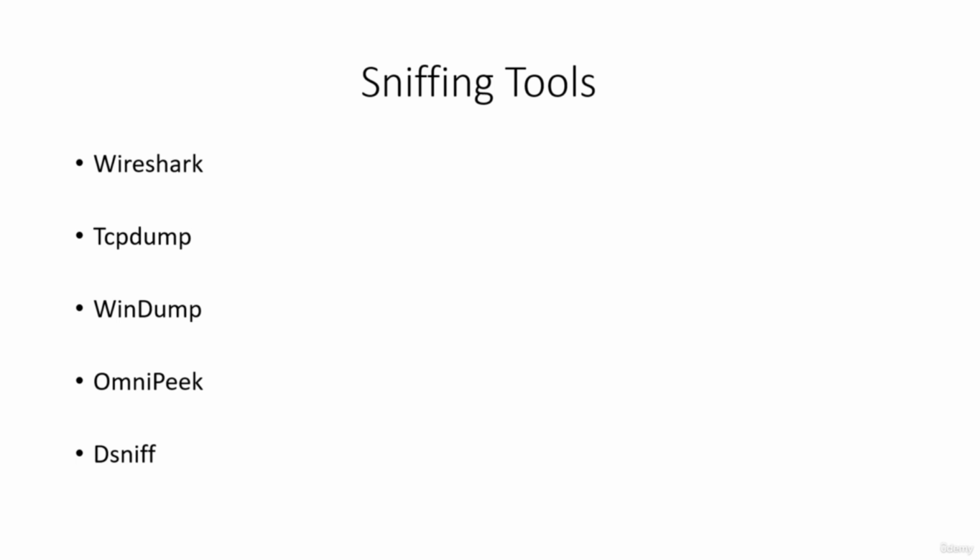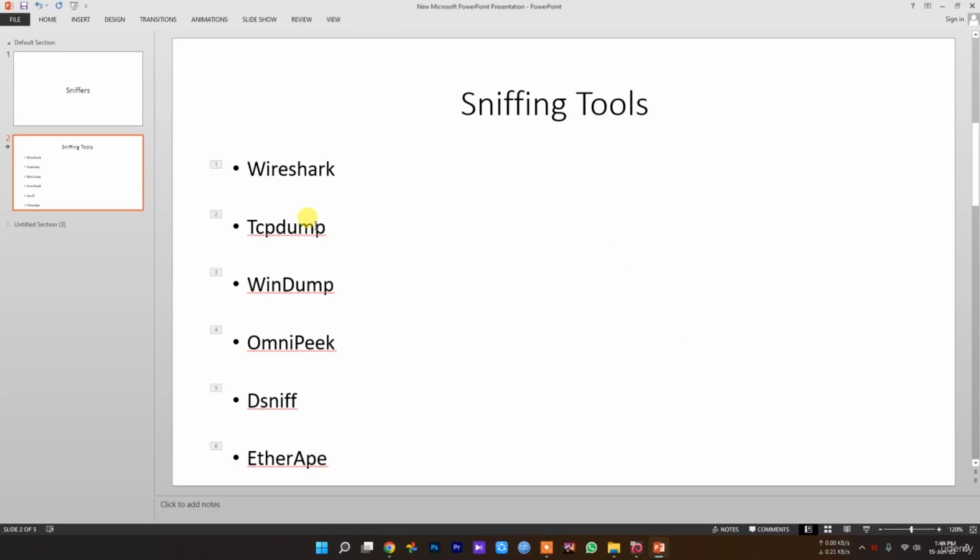DSniff, a suite of tools designed to perform sniffing with different protocols with the intent of intercepting and revealing passwords. EtherApe, a Linux and Unix tool designed to graphically display a system's incoming and outgoing connections. So these are all of the popular tools that you can use to sniff. Let me show you a use case of Wireshark.